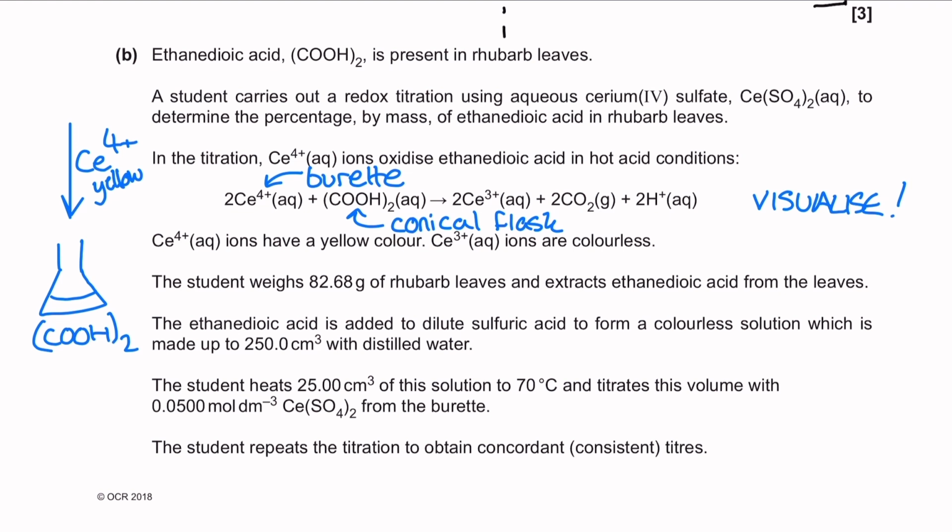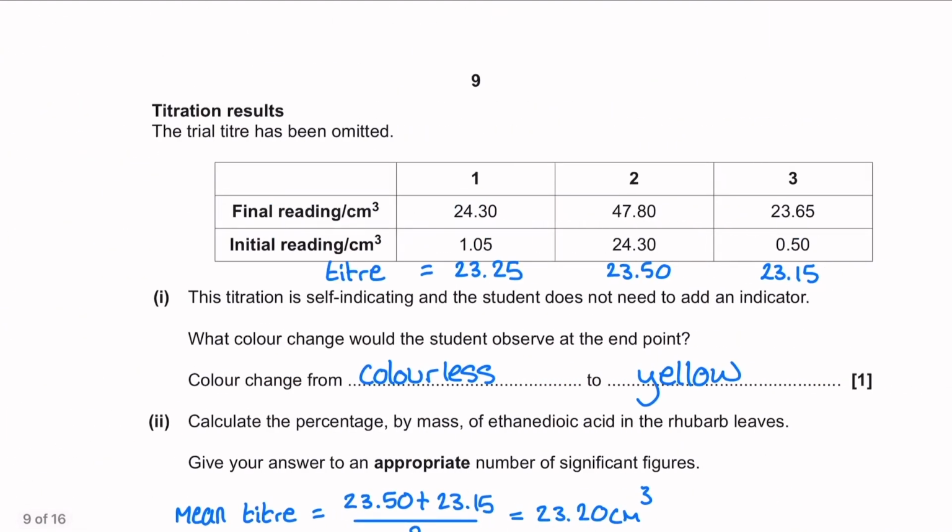Now, eventually, you're going to add a drop of cerium 4 plus from this burette that's going to land in the solution of the ethane dioic acid, and there's going to be no ethane dioic acid in there. That yellow drop is going to land in here. It's not going to react with anything, and the solution in the conical flask will therefore become yellow. So the unreacted cerium 4 plus will land in the conical flask eventually and not react, and cause the solution in that conical flask to be yellow. So the color change is colorless to yellow, as described here. Remember where you're looking in a titration practical. You're looking at that conical flask.